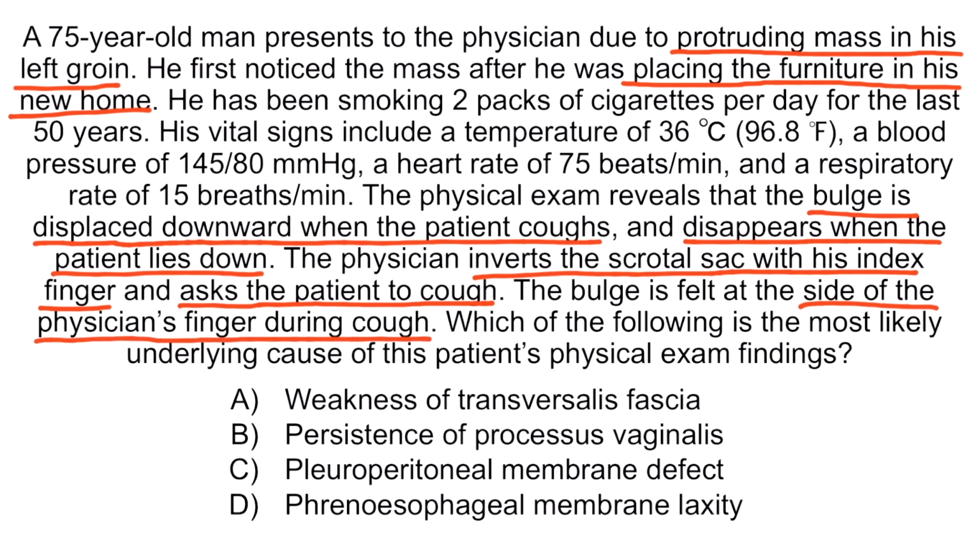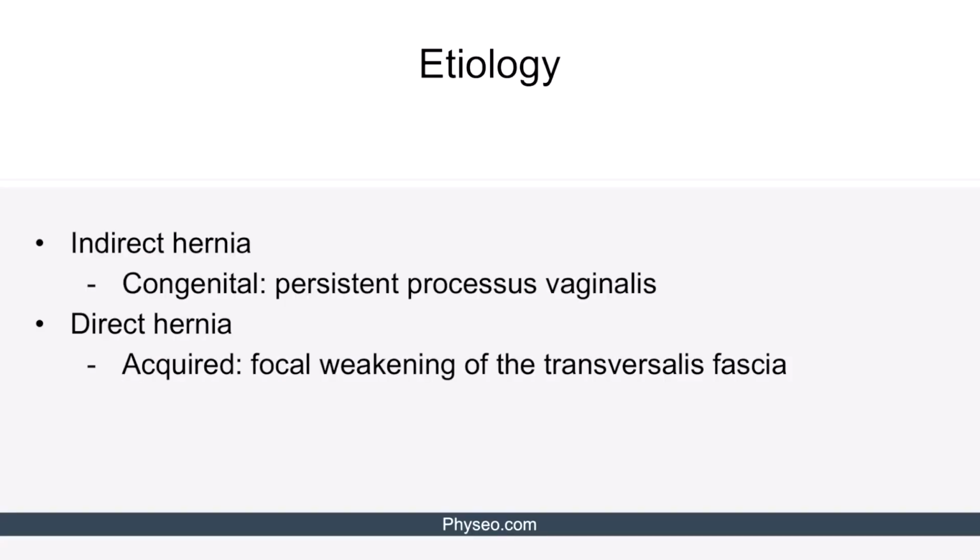This clue indicates that the patient most likely has a direct inguinal hernia because direct inguinal hernia travels from Hesselbach triangle to the external inguinal ring. This is why the bulge is felt at the side of the examiner's finger. The underlying cause of the direct inguinal hernia is weakness of the transversalis fascia. Therefore, the correct answer is A. Here's a slide reminding us of the underlying causes of indirect and direct inguinal hernia.